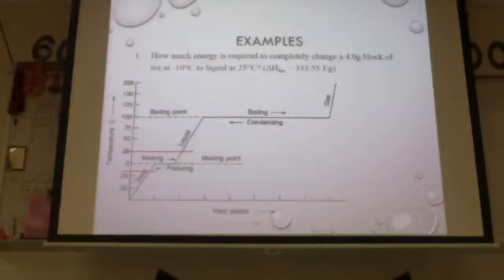How much energy is required to completely change a 4-gram block of ice at negative 10 degrees Celsius to a liquid at 25 degrees Celsius? So the first thing you should do is draw a heating curve and then figure out where your points are. So I've marked them with red lines. So we're starting as ice at negative 10. Okay, it's raising to the melting point, melting, and then heating up to 25 degrees Celsius as a liquid.